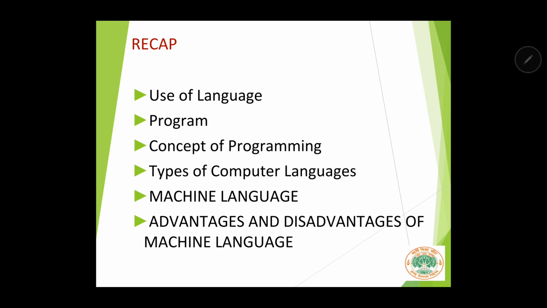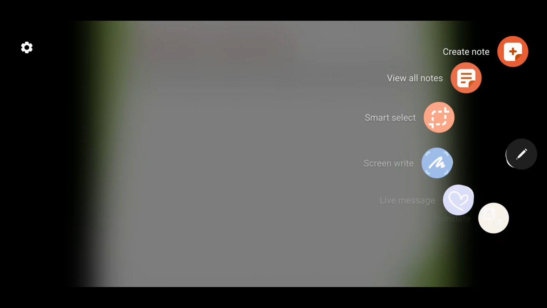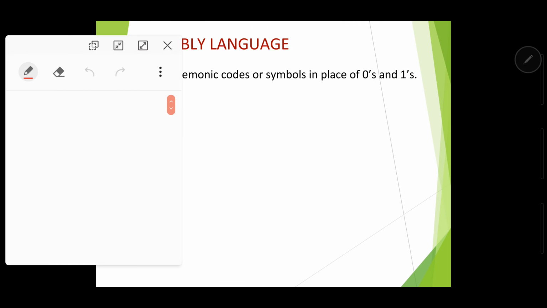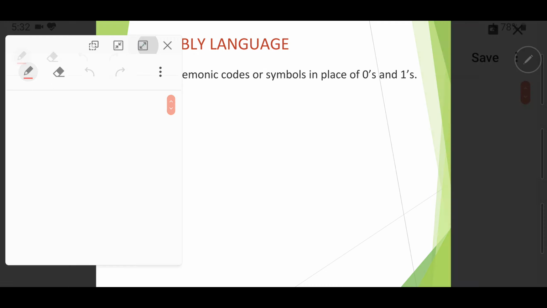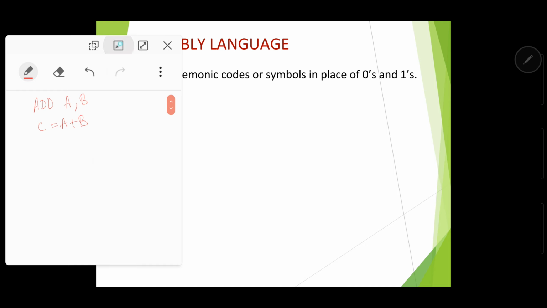Today let us go to the next type of computer language, which is assembly language. So what is an assembly language? It uses mnemonic codes or symbols in place of zeros and ones. In case of machine language, we used only zeros and ones, but in assembly language, we will not use zeros and ones. Instead, we will use certain mnemonic codes which are similar to English alphabet, like ADD A, B, C equals A plus B. We will use this type of codes in assembly language.